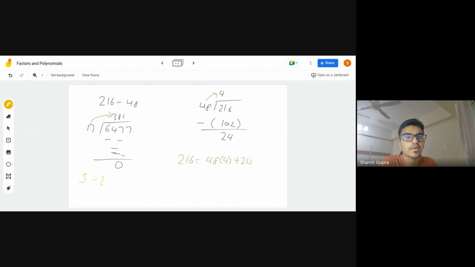So if you want to do 216 divided by 48, it's in this form. How about we divide by 48 on both sides? This becomes 4 plus 24 over 48. So it becomes 4 plus 1 over 2. So now it becomes 4.5. This is how you can say it.